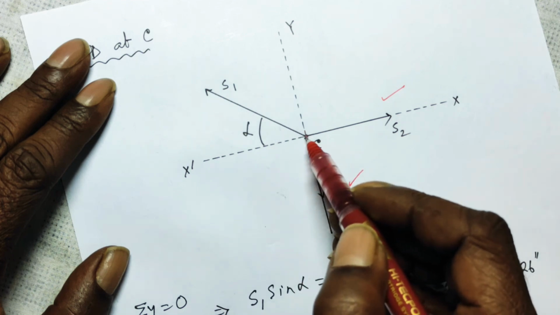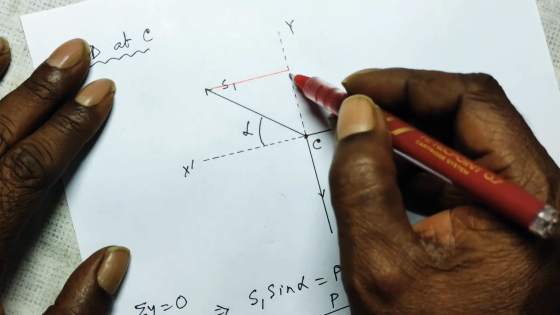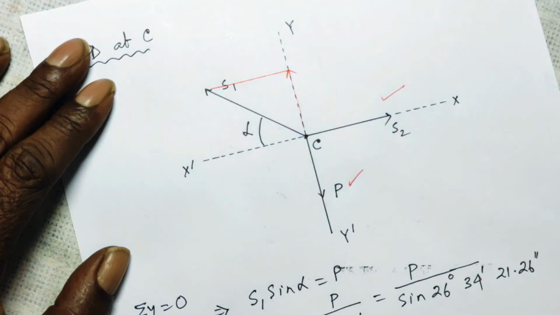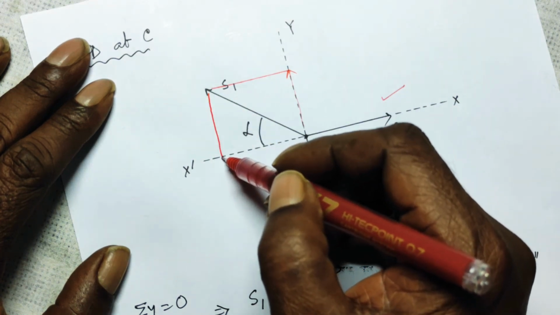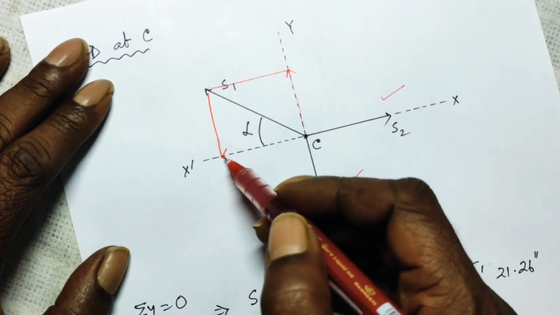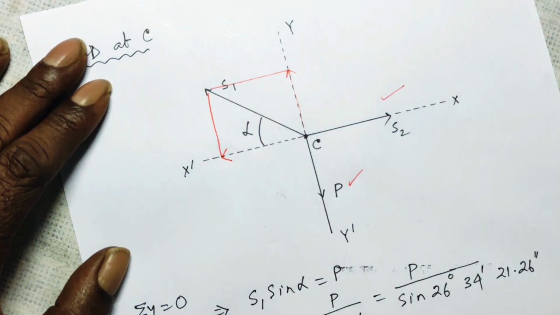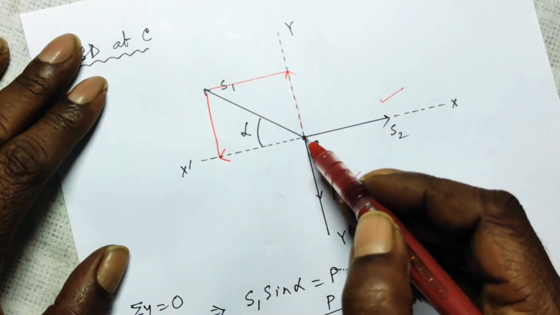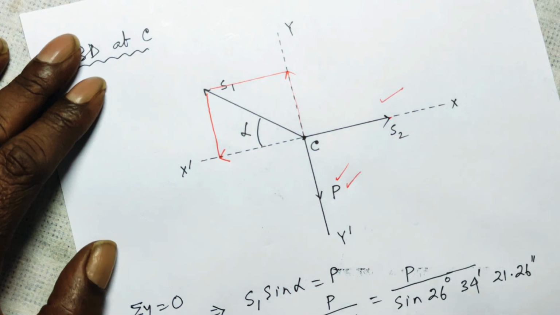So I am using method of projections. If you project this S1 to this side, from here to here will be your S1 times sine alpha. If you project it on the x-axis, that is from this point to this point, will be the projection of S1 on x-axis. So this will be S1 times cos alpha. How this comes in cos function, how this comes in sine function, I have already explained in previous videos. This obviously does not have a component along y-axis. This obviously does not have a component along x-axis.